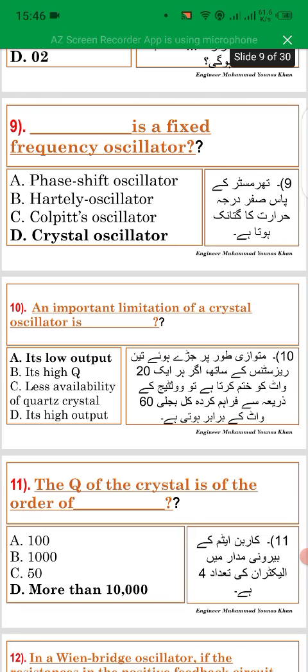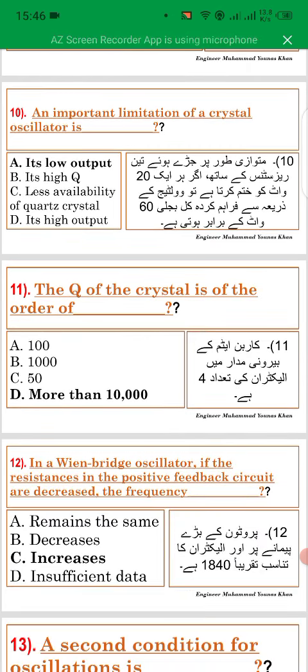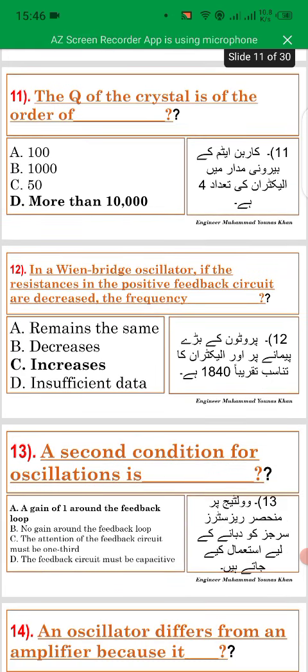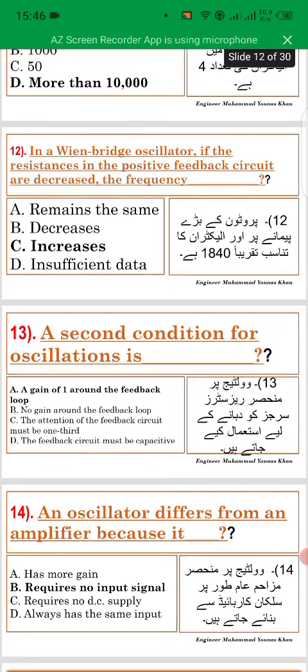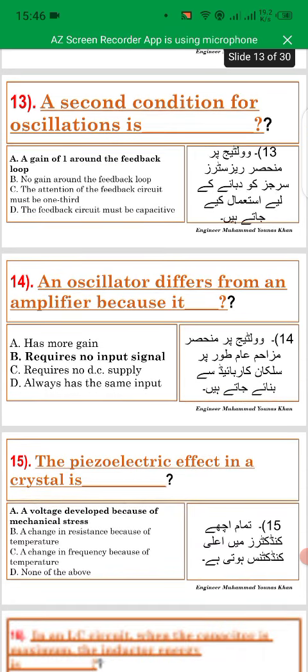Crystal oscillator is a fixed frequency oscillator. An important limitation of a crystal oscillator is its low output. The Q of the crystal is of the order of more than 10,000. In a Wien bridge oscillator, if the resistances in the positive feedback circuit are decreased, the frequency increases.